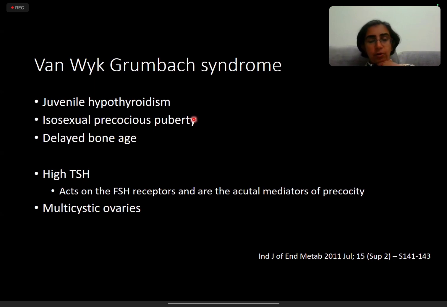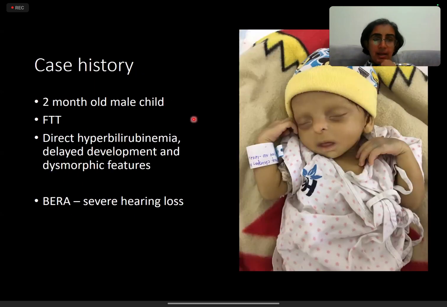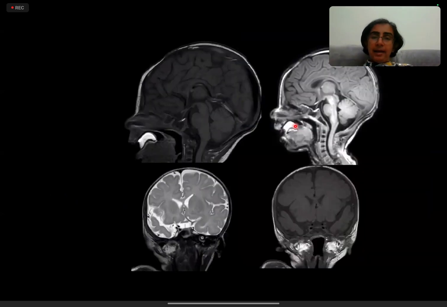and also multicystic ovaries. Here is another patient, a 2-month-old child with failure to thrive and direct hyperbilirubinemia, delayed development, dysmorphic features, and hearing loss. You can see the yellowish tinge of the skin, and this is the scan MRI.